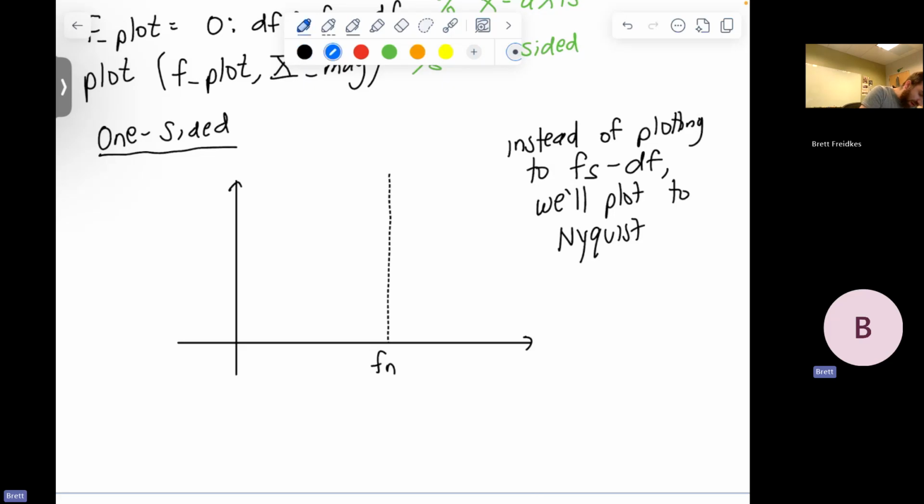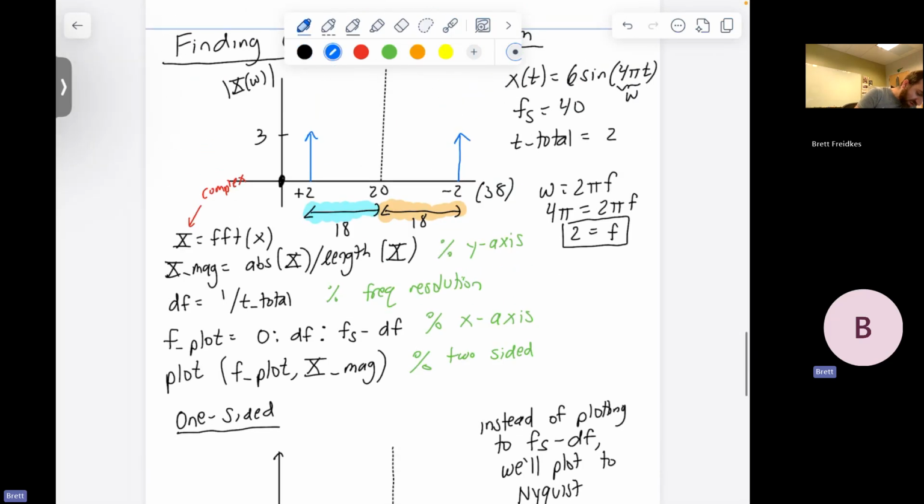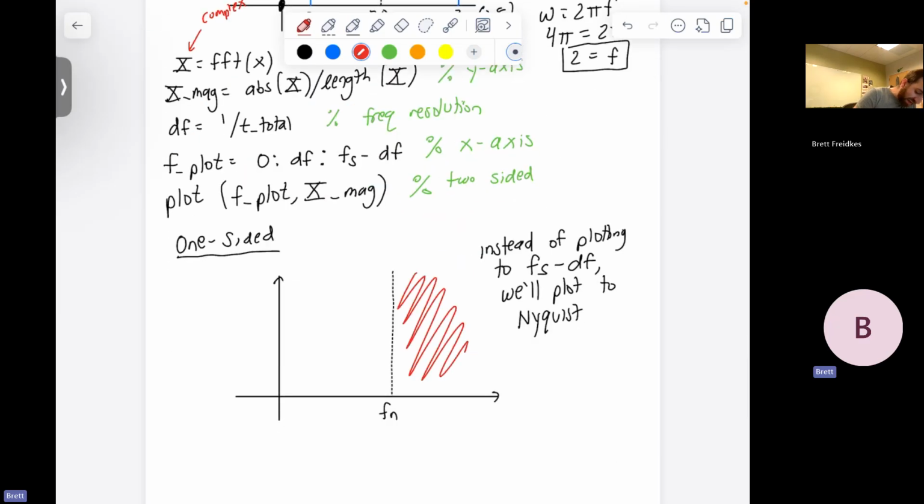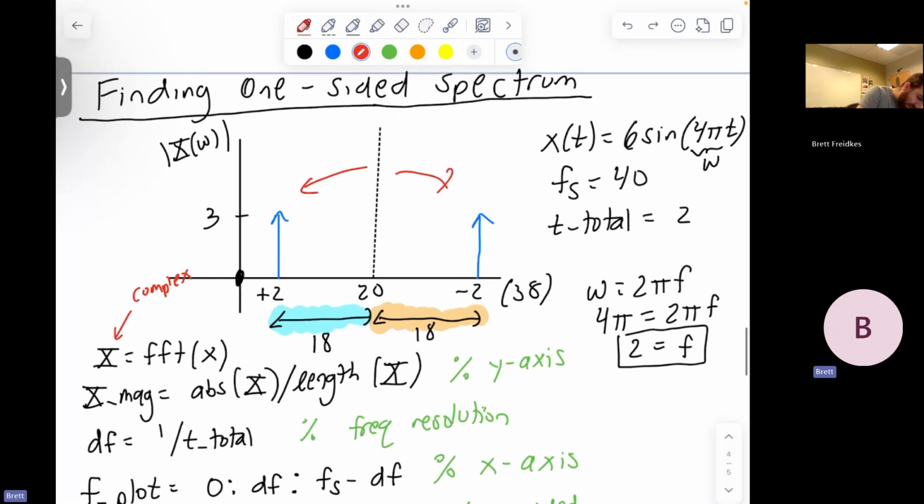So essentially now, instead of showing this plot that is two-sided, where we see that we have content on both sides of the Nyquist, we will not have any content over here anymore. It'll be on the left. And in doing so, we have to change our frequency vector, and we have to change the magnitudes. Because what we're going to do is take this peak here, because again, -2 hertz is not a physical thing. It's more so a mathematical consequence.